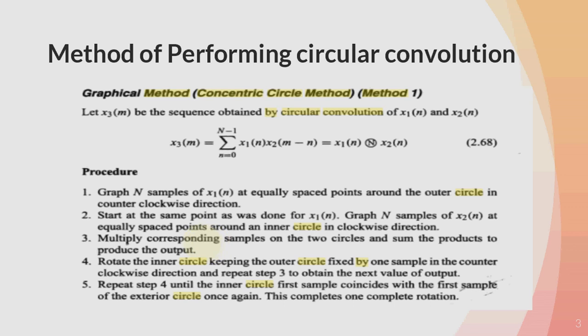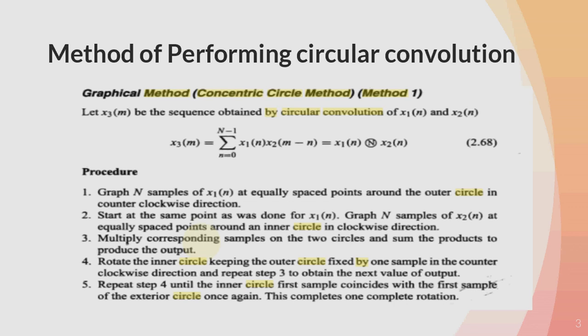So this is nothing but the concentric circle method. In this method, the outer circle, x1, is placed in anti-clockwise direction, and x2 is placed on the inner circle in clockwise direction. Multiply both circle points and sum to produce the output.